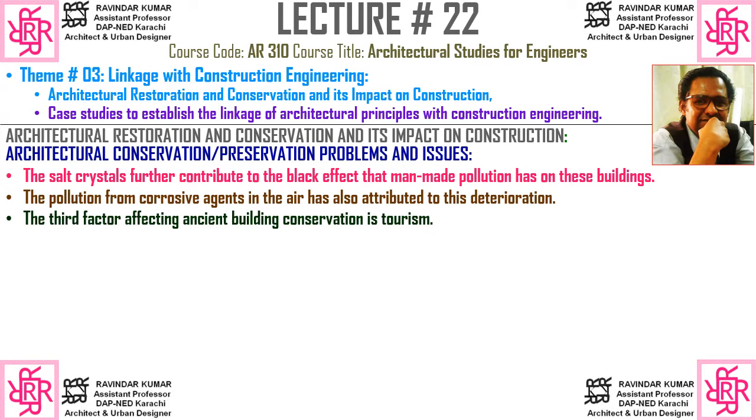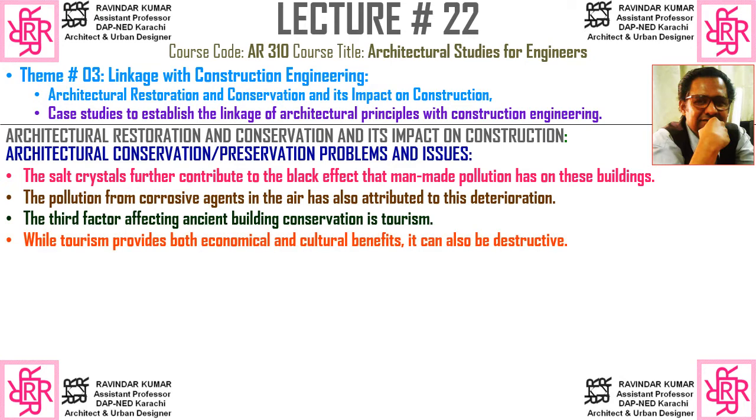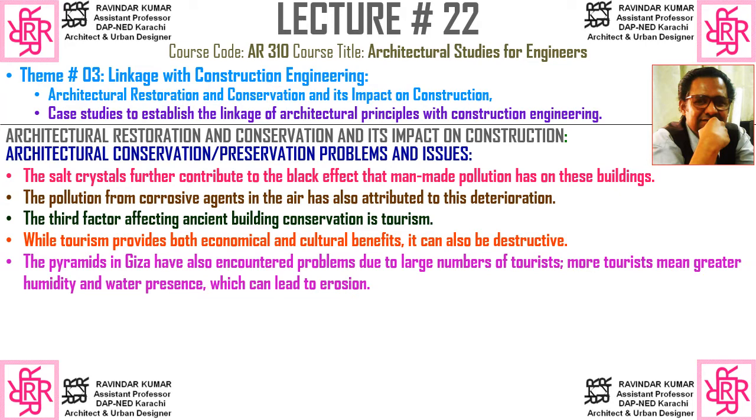The third factor affecting ancient or old building conservation is tourism, because people who are visiting these buildings do not take much care of what they are doing. While tourism provides both economic and cultural benefit to architectural conservation, it can also be a destructive practice. For example, the pyramids in Giza have encountered problems due to large numbers of tourists, and more tourists mean greater humidity and water presence, which led to the erosion of the building.